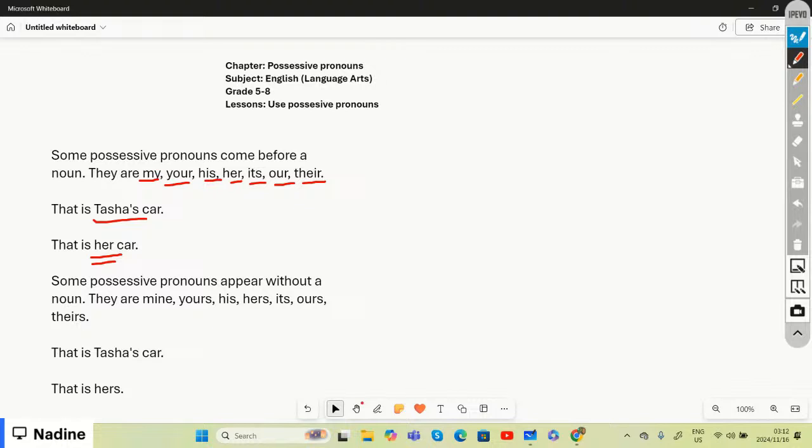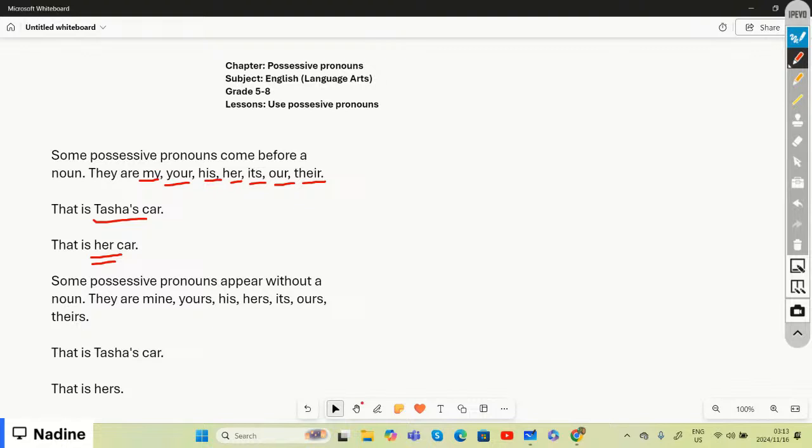And some possessive pronouns appear without a noun. And if they appear without the noun, then we can say things like they are mine, yours, his, hers, its, ours, and theirs, right?